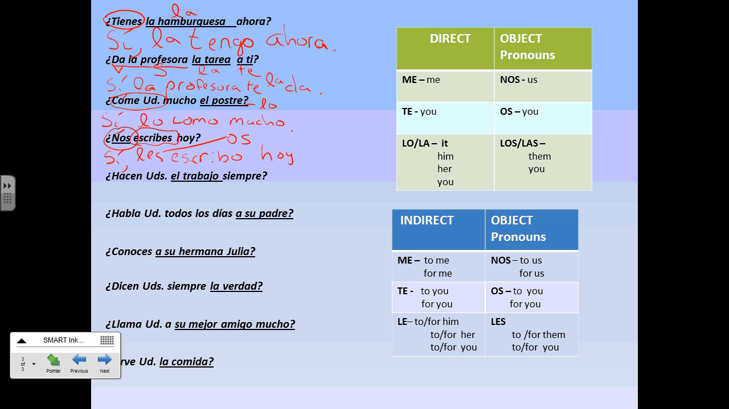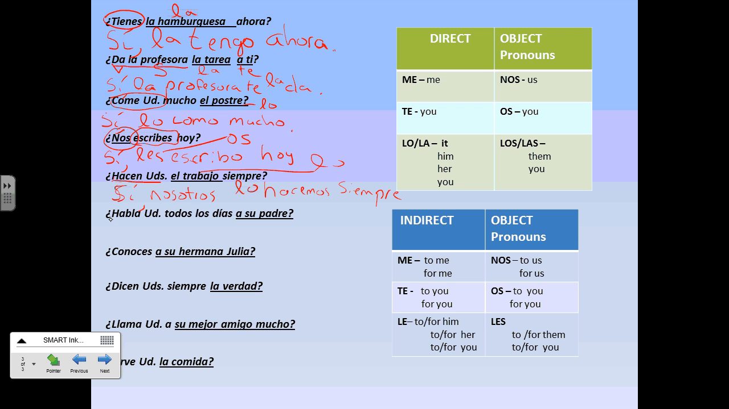The next one, hacen ustedes el trabajo siempre? This is, do you guys always do the work? Trabajo is work. So do you guys, you're asking in the plural, so you would answer how? Yes, we. You could say nosotros if you want. Hacemos. You can put siempre at the end. And then the direct object pronoun for el trabajo is lo.